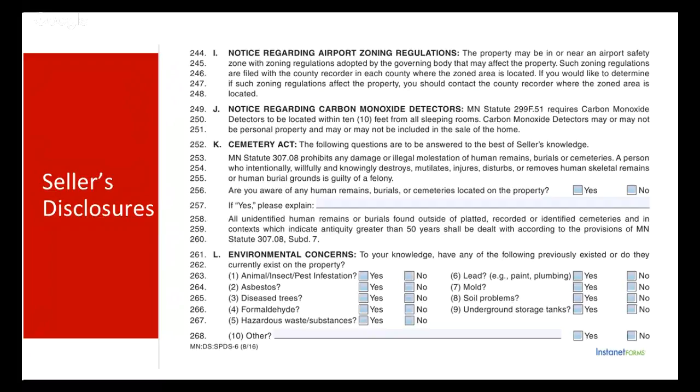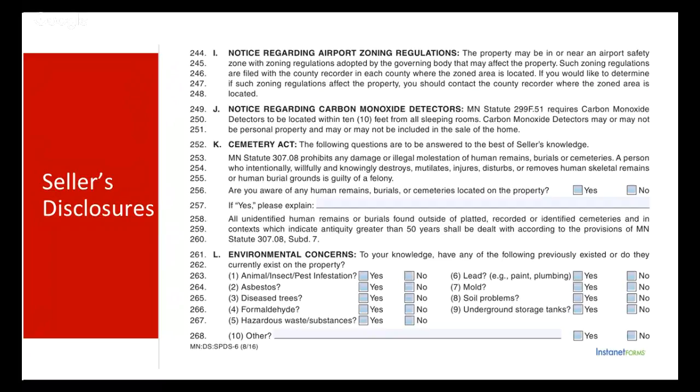Cemetery Act. Are we close to a cemetery? Are you aware of any human remains, burials, or cemeteries located on the property? Yes or no? Sounds like a goofy question, but a lot of older farms, what they used to do when people passed away back in the day, bury them right there, right? So hey, we need to know about that. I have a good friend in South Dakota whose mother's buried right outside the back door, and I go, what are you gonna do? They said, I can't take her with me. Right. What do you do? Yeah. I mean, it's goofy. It is. All unidentified human remains or burials found outside of platted, recorded, or identified cemeteries and in context which indicate antiquity greater than 50 years, shall be dealt with according to state law.